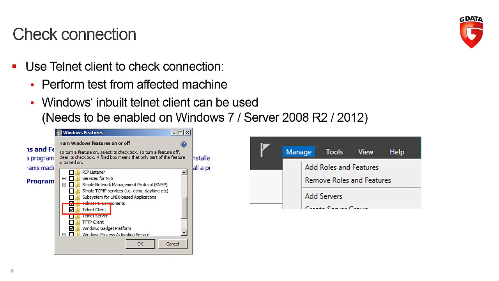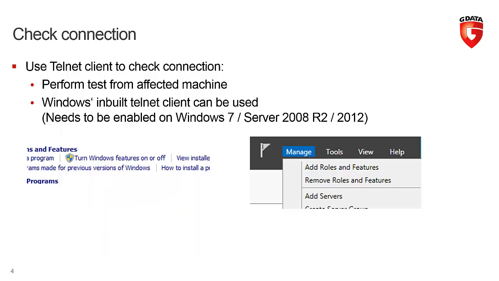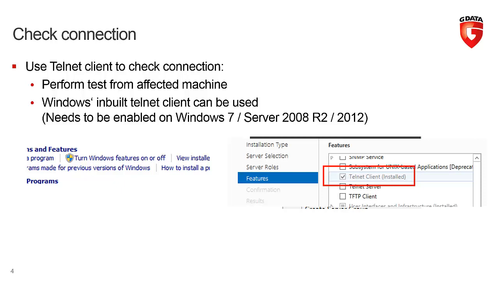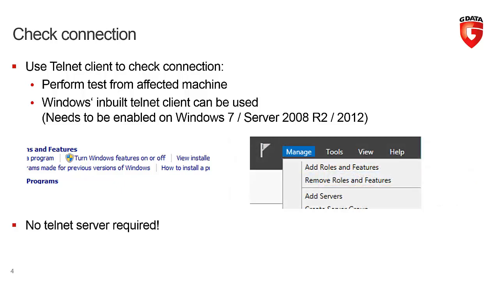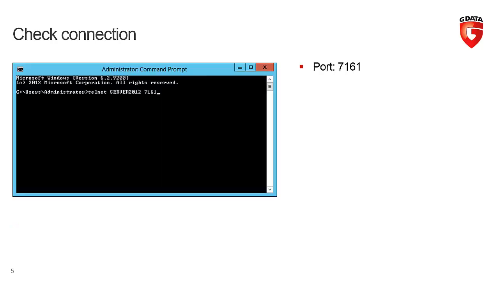On server operating systems, open your Server Manager and navigate either to Manage or to the Features section of your Server Manager. Select Telnet Client and follow the instructions on your screen. The Telnet server is not required. Then open a command line window and issue the command telnet and a blank space, followed by the server name, another blank space, and the number 7161. This is the port number used by the management server.